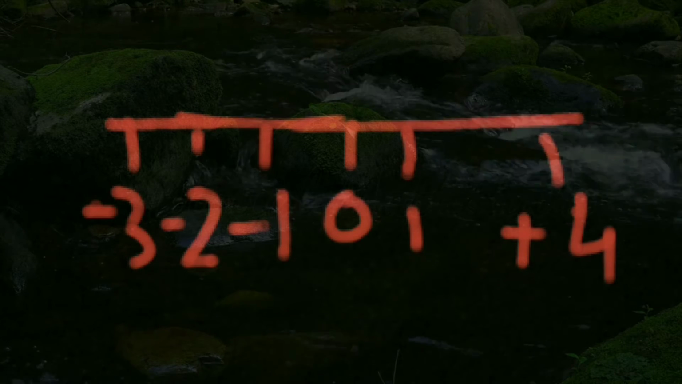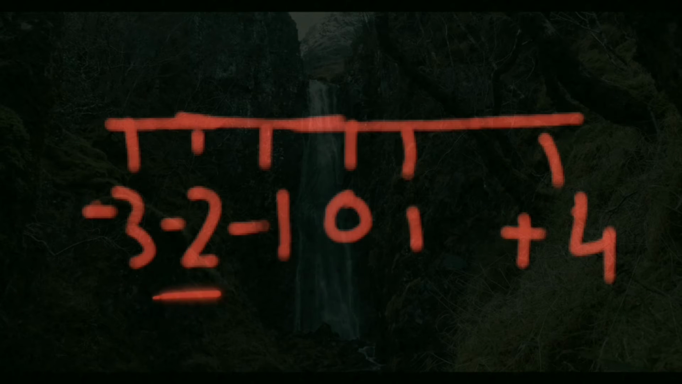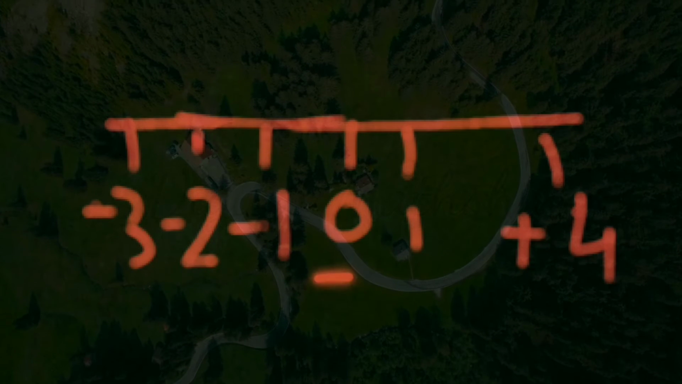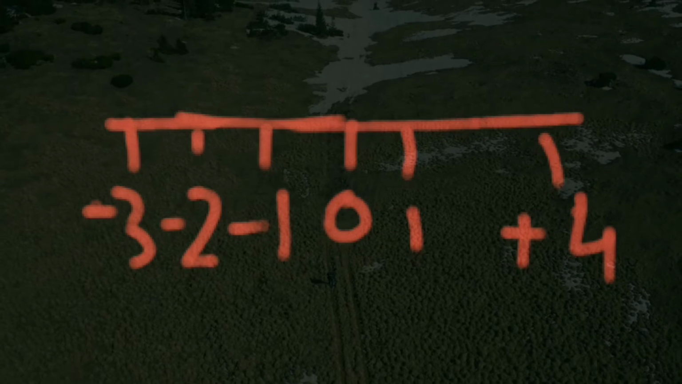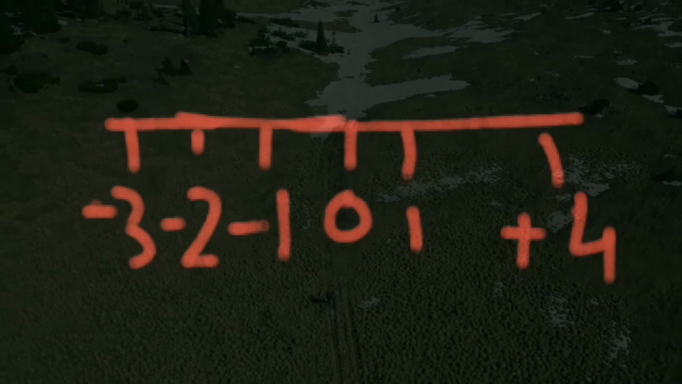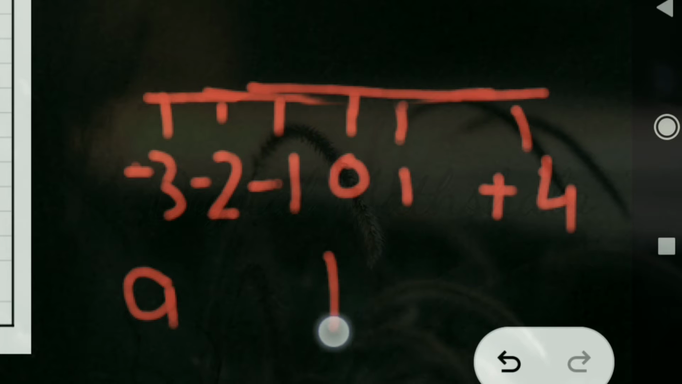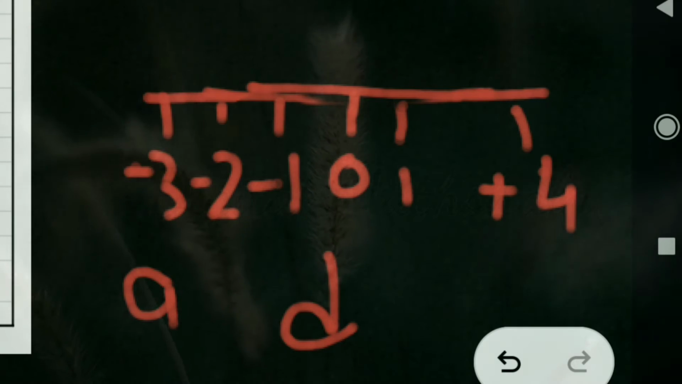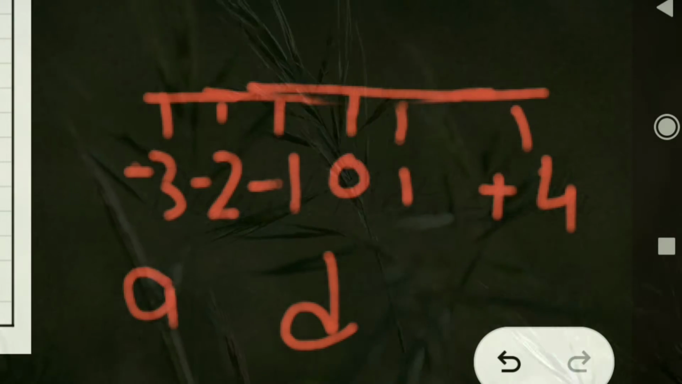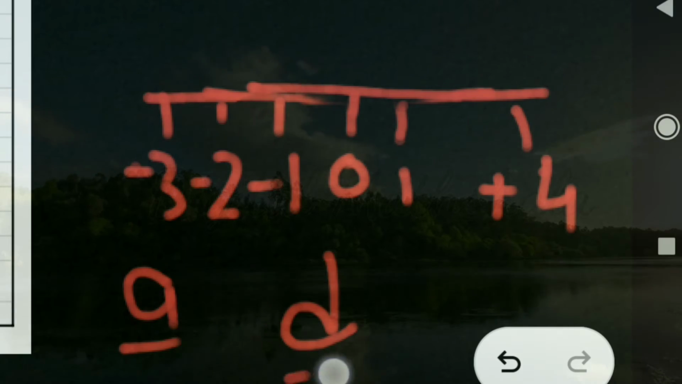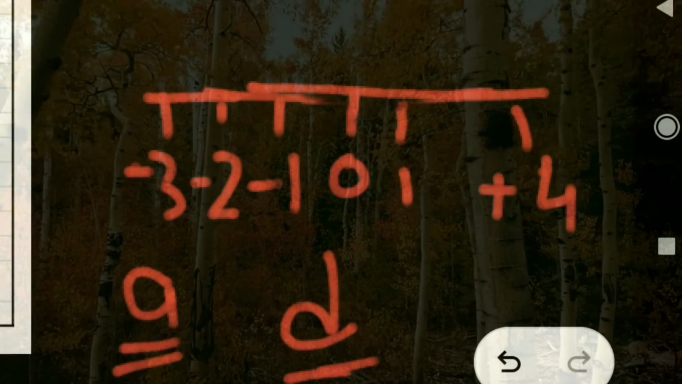So here what is the small number? -3 is smaller, so we will write -3, then -2, then -1, then 0, then 1, then 4. All the numbers we will write in a sequence. If he asks for descending order, then how will you write? So now tell me, which is bigger, A or D? It is not a number, so we can't find out, but I'm telling you, according to my example, A is lesser and D is bigger. Why? Because A is coming first and D is coming later.